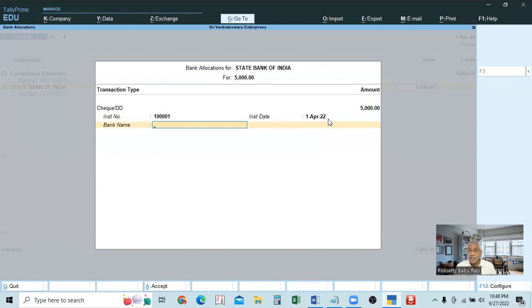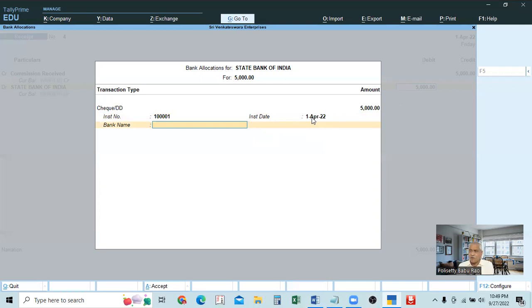So here we say 25th March 2022, because checks are valid only for 3 months. If you don't deposit it in the bank within that time, you cannot get the money. It will expire. That is why the instrument date, from the date, 3 months. So we have to write the instrument date exactly. And then bank. Bank means we received the check.